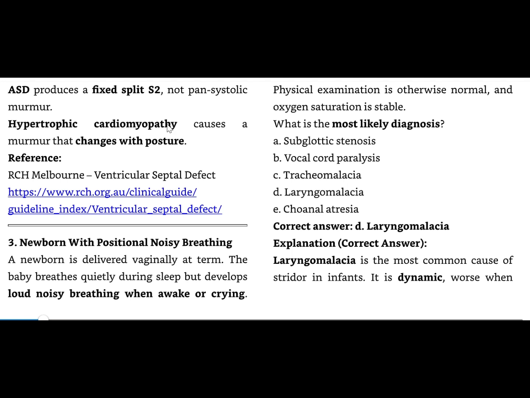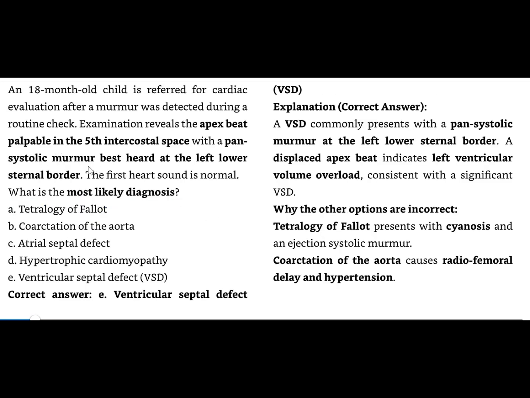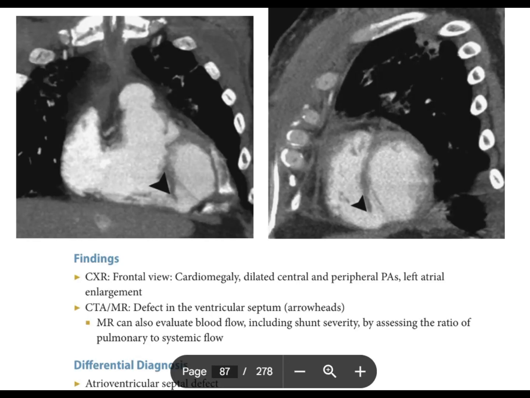Hypertrophic cardiomyopathy causes a murmur that changes with posture. The murmur here doesn't change with posture and it's pan-systolic, diagnostic of VSD. This is an example of VSD, ventricular septal defect.